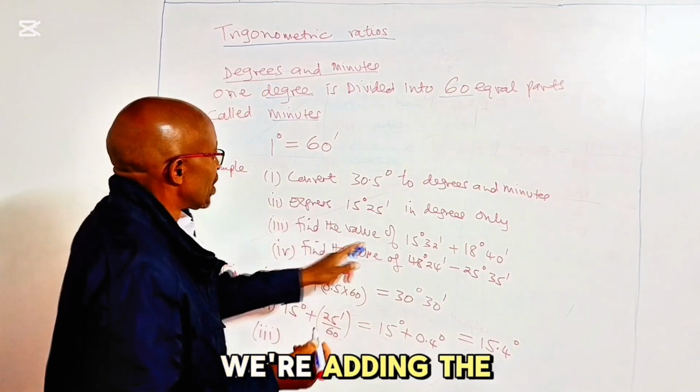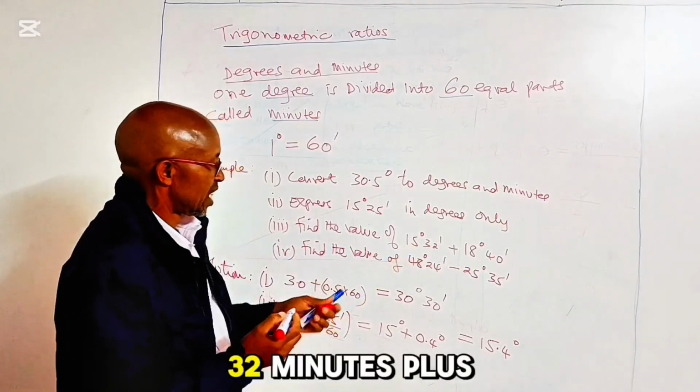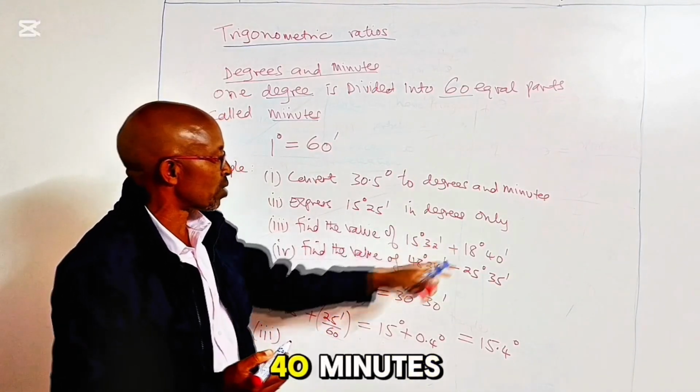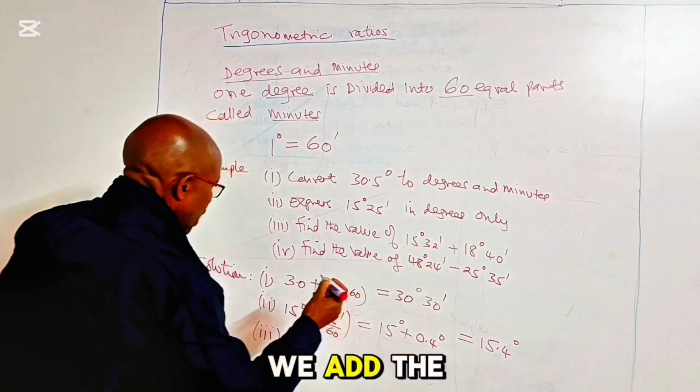So number 3, we are finding the value of 15 degrees 32 minutes plus 18 degrees 40 minutes. So we add the degrees.